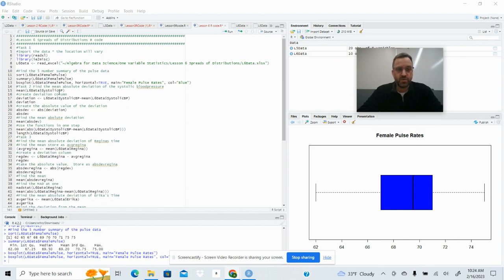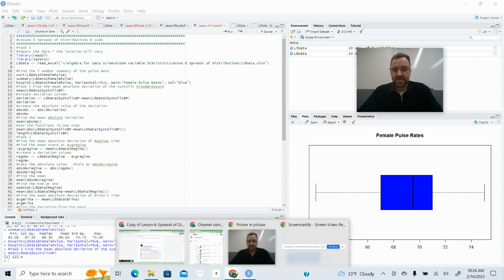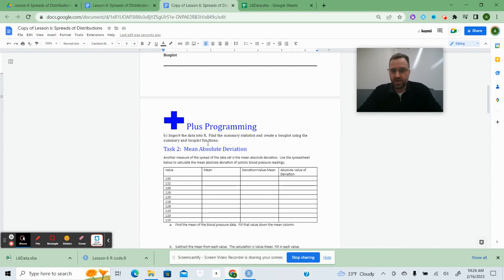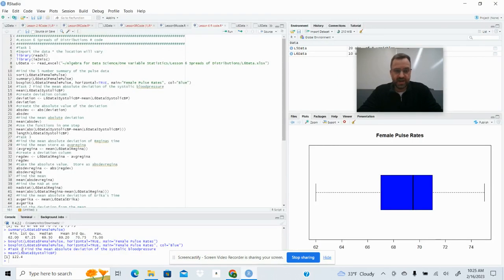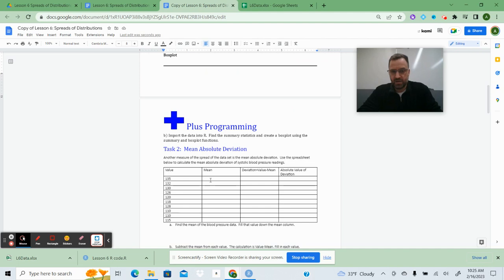So now for task 2, what we're going to do is find the mean of this systolic blood pressure reading. So here, another measure is the mean absolute deviation. So we're going to look at these blood pressure measures, find the mean. So I did that. The mean is 122.4. So I'm just going to grab that, copy it, and then what you would do here is put in 122.4. And then here you would just subtract each of these, 135 minus 122.4. And then let students do that.